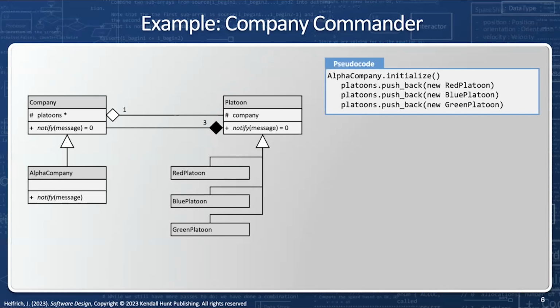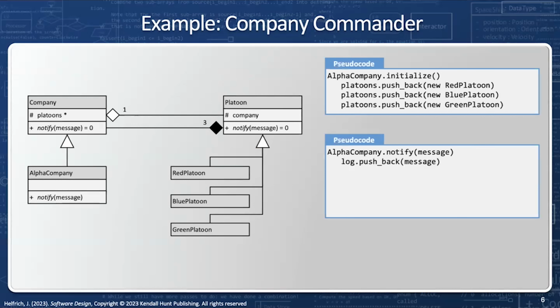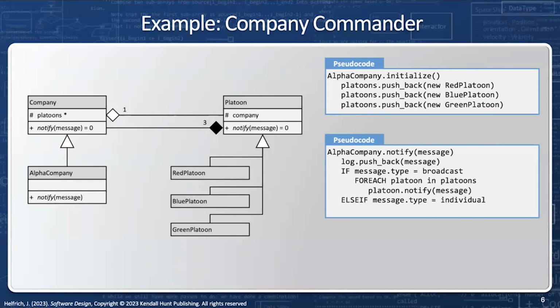Now let's take a look at Alpha Company's notify. It's going to first of all log our message, so I have a record of every message that has ever been passed. And I'm going to say, hey, if this is a broadcast message, then I'm going to iterate through every platoon in my collection of platoons and call their notify message. However, if it's a specific individual message, then I will only give that message to that specific platoon's notify message.